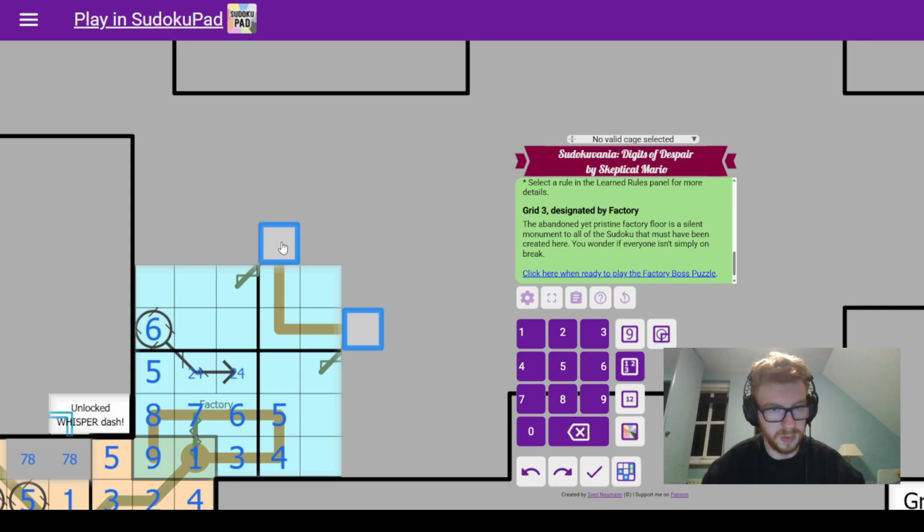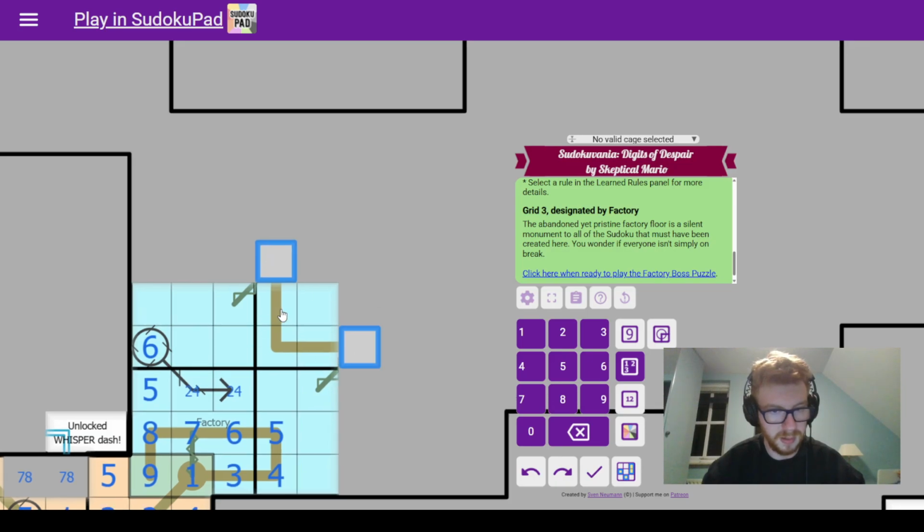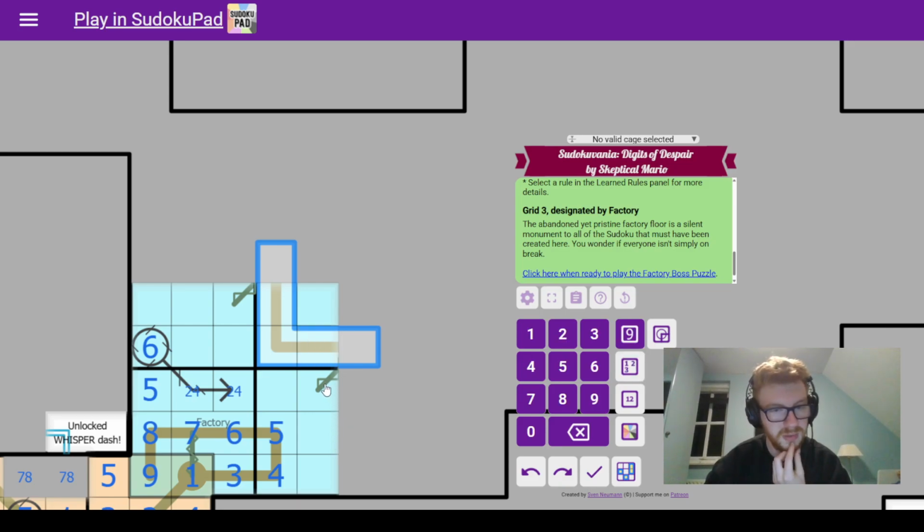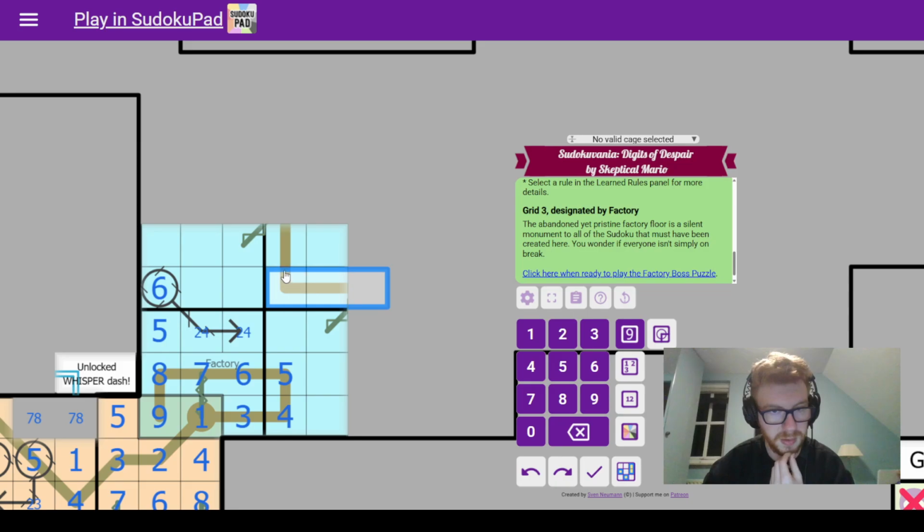5 doesn't go on a whisper, so it doesn't go there, it doesn't go there. It doesn't go in any of those, and it doesn't go there. So there is no 5 on this 5-cell thermo. I'm going to pencil mark that by doing this.